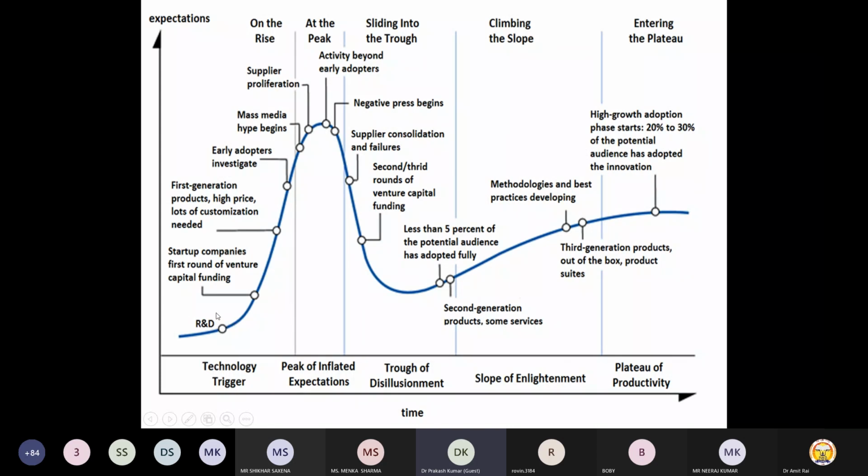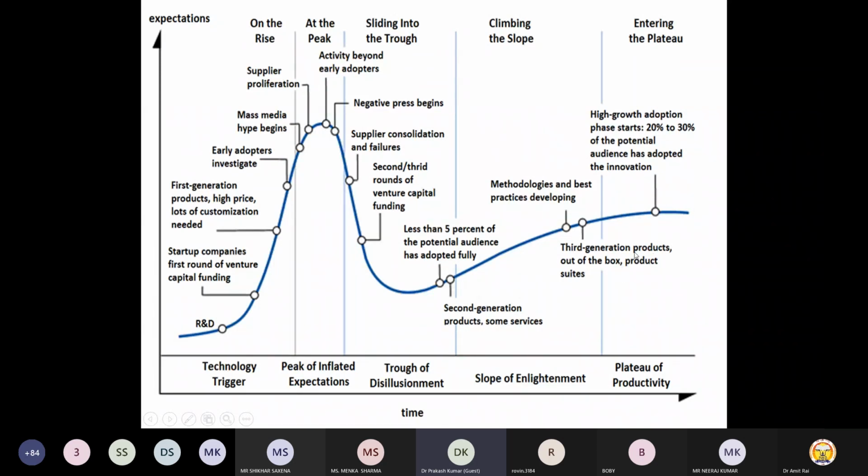See, R&D happens, then we develop the technology. Companies start, first round of startup companies, first round of venture funding, and so on. This will be the trend for each and every company in whatever field. Then mass media hype, then negative press, then less than 5% of the potential audience has adopted. Second generation, third generation, here high growth adoption is there, 20 to 30%. Then we have a plateau of productivity.